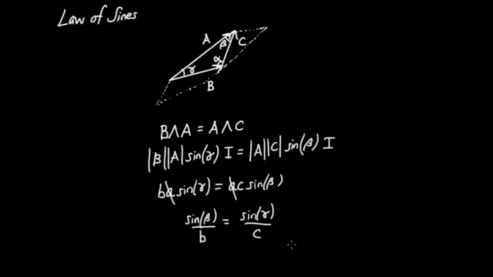And you can cook up a similar argument to what we were doing before to show that this and this are also equal to, as you would expect, sine of alpha divided by little a. So that's another take on the law of sines using the wedge product concept. And you can view this law of sines as being a consequence of the demand that the two parallelograms we're talking about, that formed from B wedge A and that formed from A wedge C, have to have the same area.